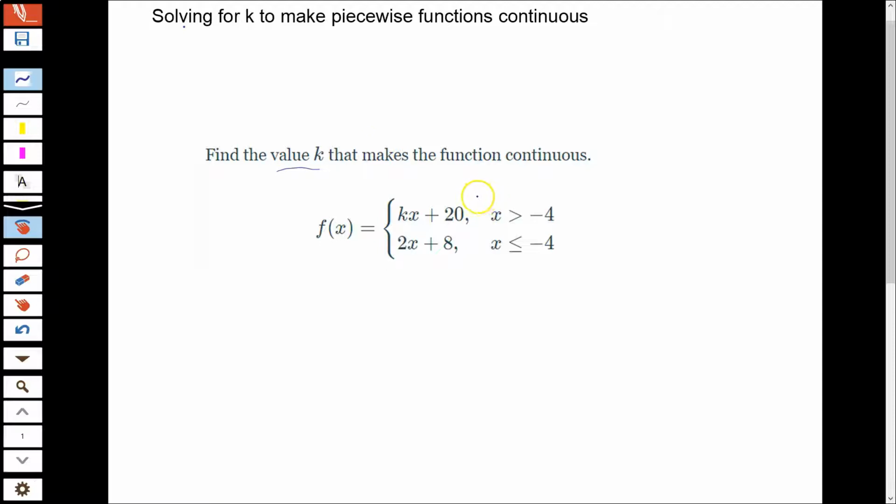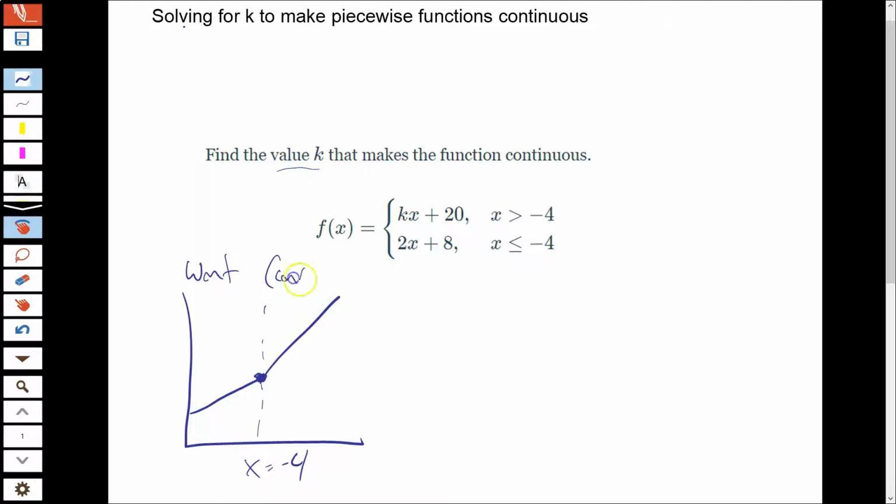Obviously we have a piecewise function with a k in it in addition to an x. So what we want, right, I'm going to draw you two pictures. We have these functions that meet up at x equals -4. And what we want is that our two pieces meet up. I don't know what the slope of that second one is, because that's k. So we want them to be continuous, or the function to be continuous.